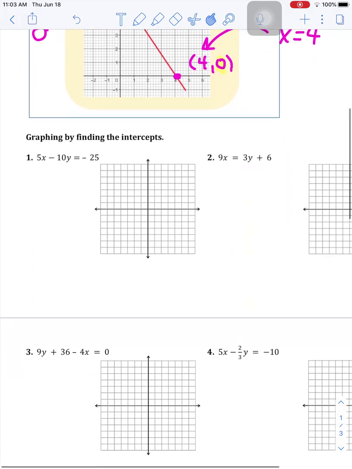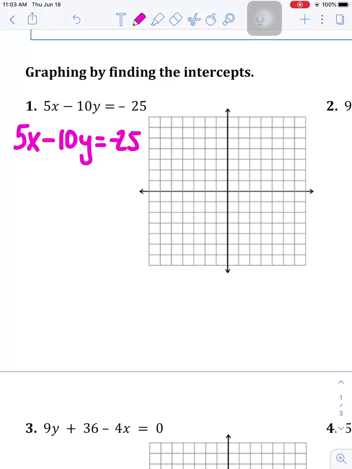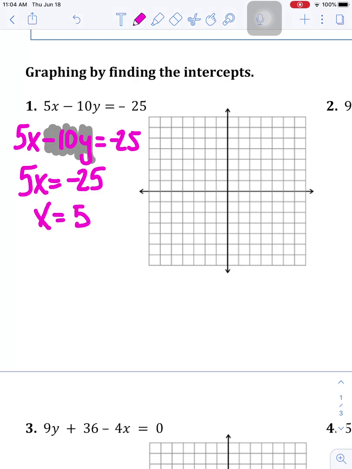All right, let's take a look at a few examples. So copy this one in your spiral. The first one is we have 5x minus 10y equals negative 25. If we go to get the x-intercept, you're going to get rid of the y. The reason you're getting rid of it is you'd be technically putting 0 in for y. So negative 10 times 0 is 0. It's gone anyway. That leaves you with 5x equals negative 25. If you were to divide by 5, x is negative 5. So your x-intercept is negative 5, 0.